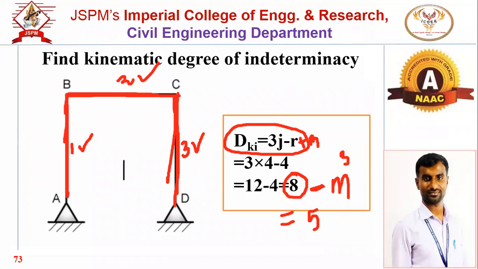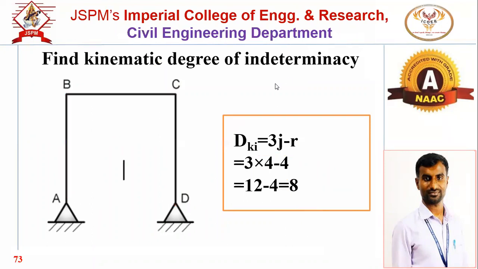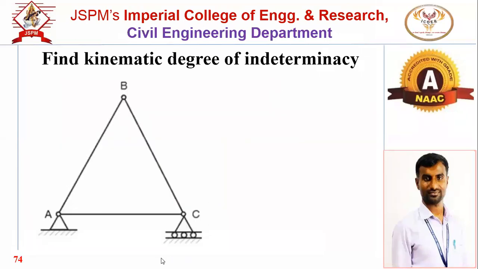Pin jointed plane truss 2j minus r, space truss 3j minus r, then plane rigid jointed frame 3j minus r, and for space frame that will be 6j minus r. Okay, yes. Identify the structure.